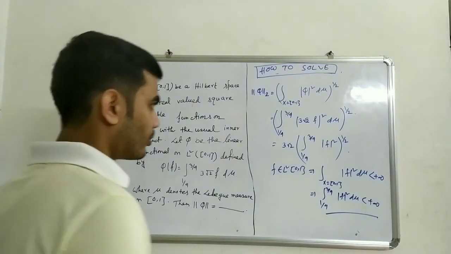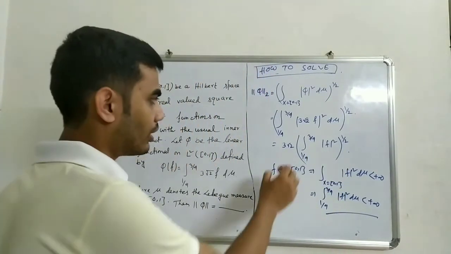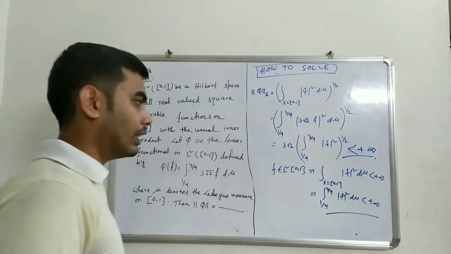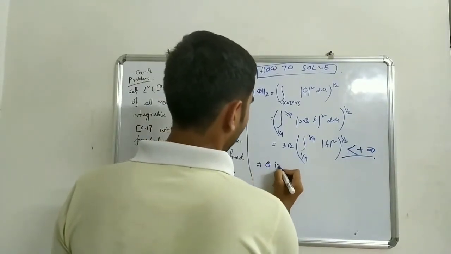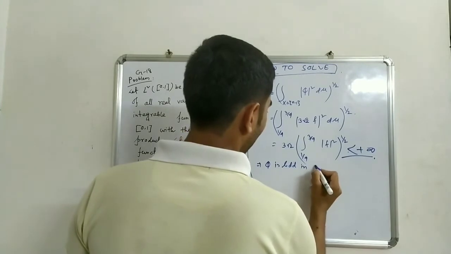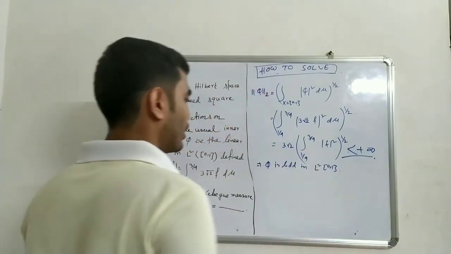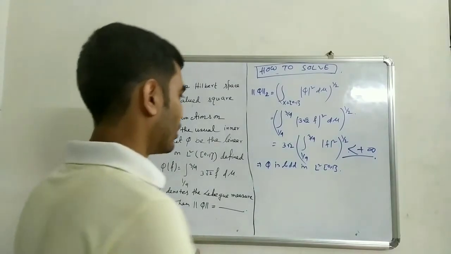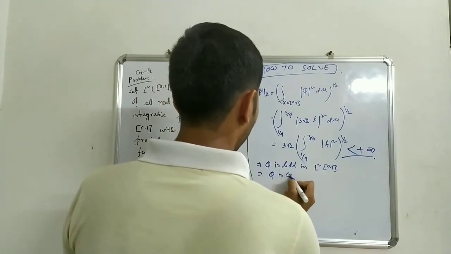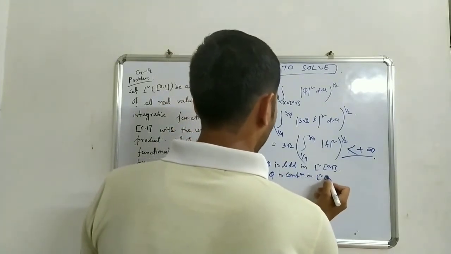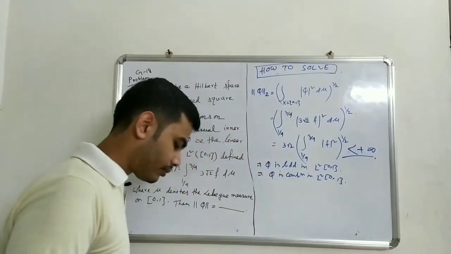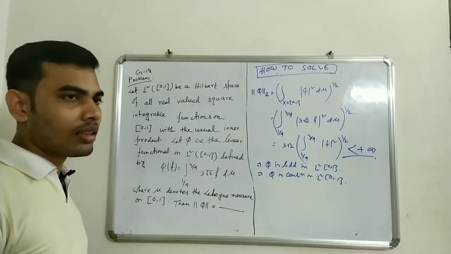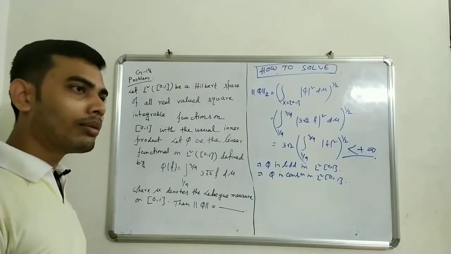Clear? So this is less than plus infinity, and this is a constant function, so this is less than plus infinity. So that means phi is bounded in L2 closing interval 0 and 1. Since phi is bounded in L2 closing interval 0 and 1, that means phi is continuous in L2 closing interval 0 and 1, because you know that a linear functional on a normed linear space being continuous implies bounded, and bounded implies continuous.